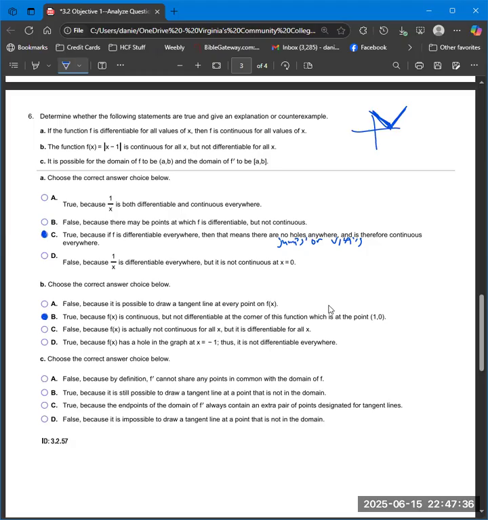Is it possible for the domain of f to be the open interval a to b and the domain of f prime to be the closed interval a to b? No, because it's impossible to draw a tangent line at a point that's not in the domain.